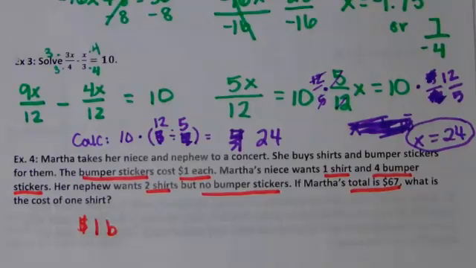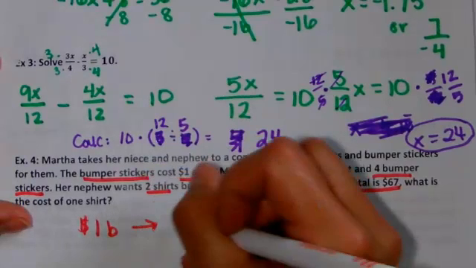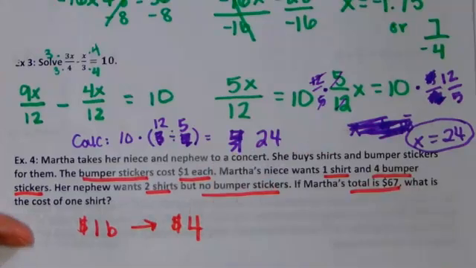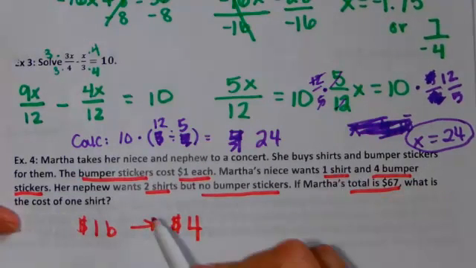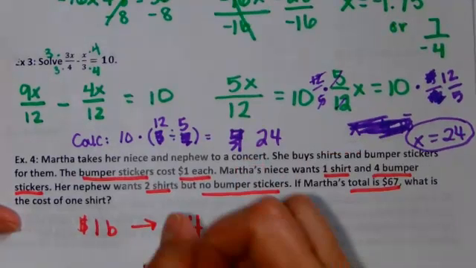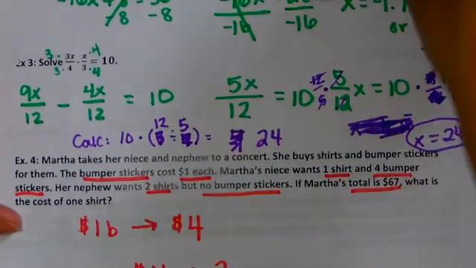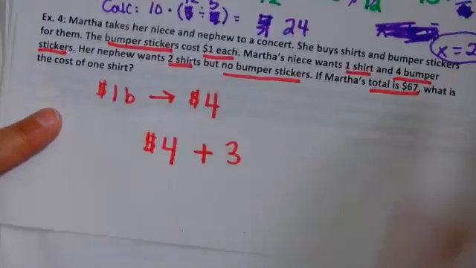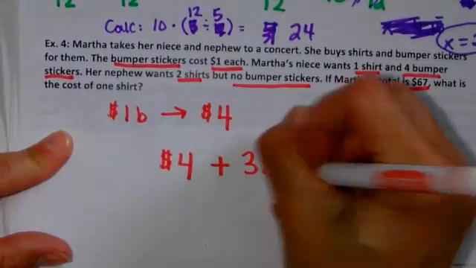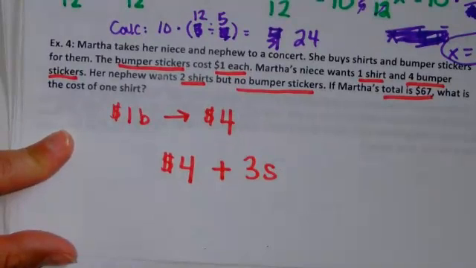So you're doing the math in your head here. How much did we buy for our bumper stickers? $4 is what we use for bumper stickers, right? Which is good, all right? Do we know how much shirts cost? No. How many shirts did she buy? 1 shirt for her niece and 2 shirts for her nephew. So we spent $4 on bumper stickers, plus she bought 3 shirts, right? But we don't know how much the shirts cost. What was her total?